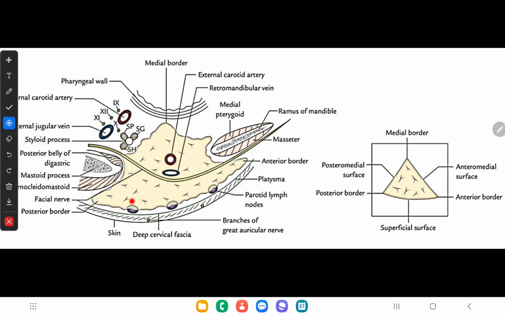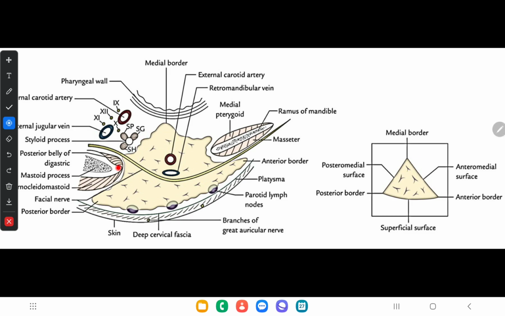Then the anteromedial surface. This part is the anteromedial surface. So, it is closely related to the ramus of the mandible. This is the ramus of the mandible. From externally, masseter muscle is attached to this ramus of the mandible. From internally, medial pterygoid muscle is attached to this ramus of the mandible. So, these two muscles, medial pterygoid muscle as well as the masseter muscle with the ramus of the mandible, is a relation of the anteromedial surface of the parotid gland.